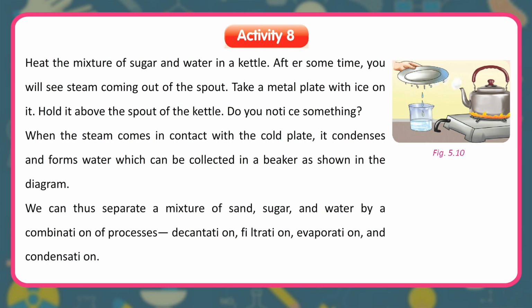Activity. Heat the mixture of sugar and water in a kettle. After some time, you will see steam coming out of the spout. Take a metal plate with ice on it. Hold it above the spout of the kettle. Do you notice something? When the steam comes in contact with the cold plate, it condenses and forms water which can be collected in a beaker as shown in the diagram. We can thus separate a mixture of sand, sugar, and water by a combination of processes: decantation, filtration, evaporation, and condensation.